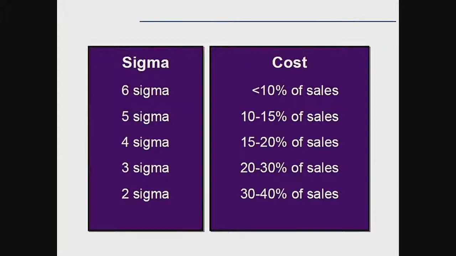Cost of quality should be less than 10% of their sale. Less than 10% of the sale. Very high number. If people are working in 3 sigma, 2 sigma, the percentage of sale cost of poor quality will be 20 to 30%. So you can understand the opportunity, phenomenal opportunity for the saving for the organization.